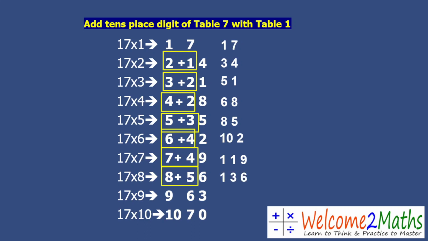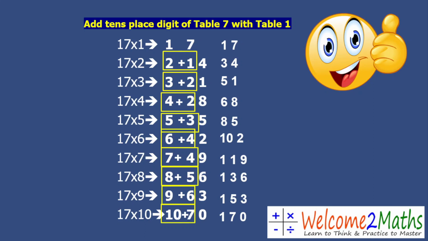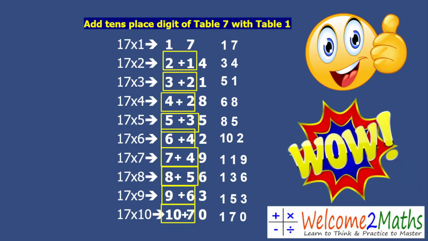Okay, now 17 sevens: 7 plus 4 is 11 and then we write 9 as it is, so it's 119. Now 17 eights: 8 plus 5 is 13 and then 6, so it's 136. And now 17 nines: 9 plus 6 is 15 and then we write 3 as it is, so it's 153. And 17 tens: 10 plus 7 is 17 and then we write 0 as it is, so it's 170.